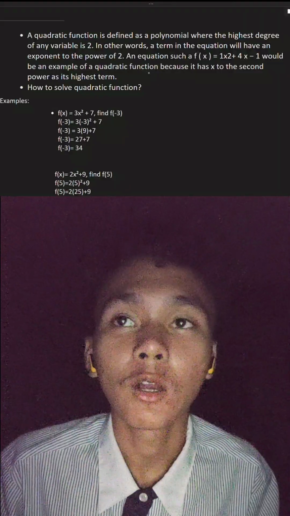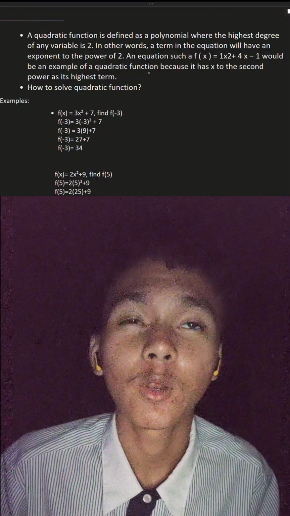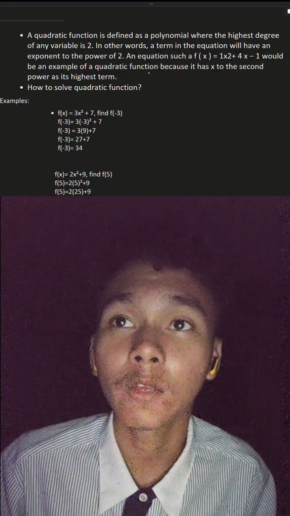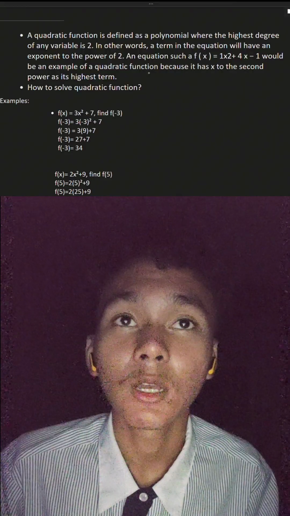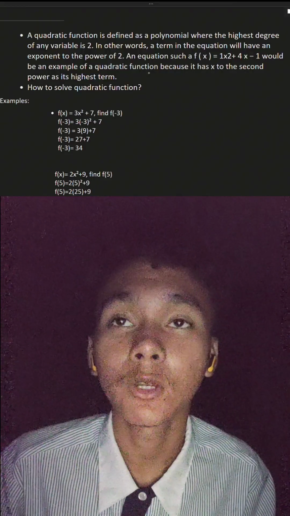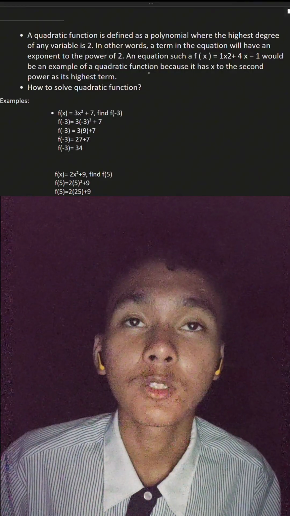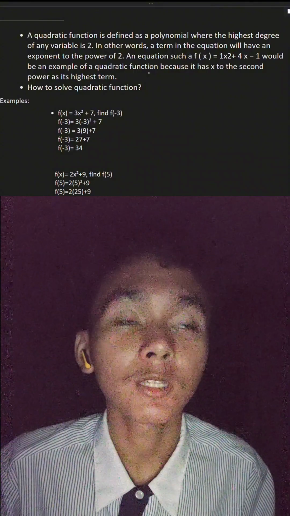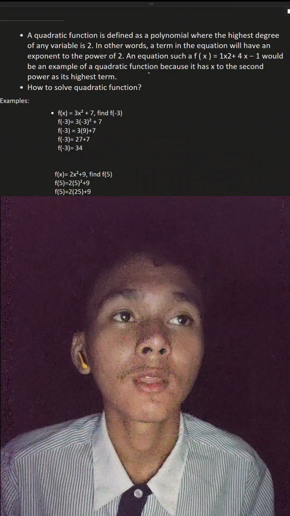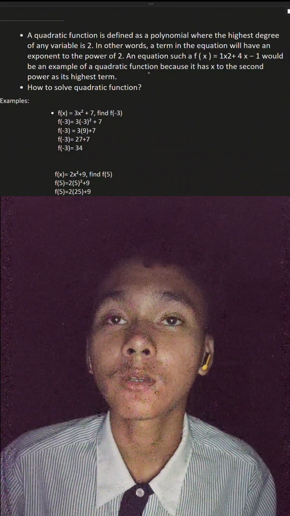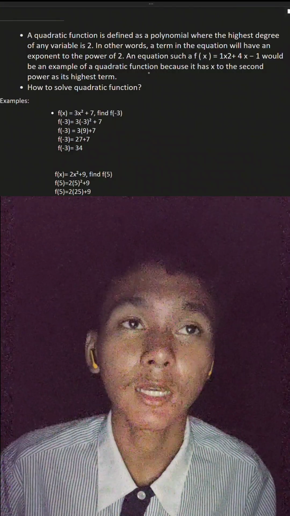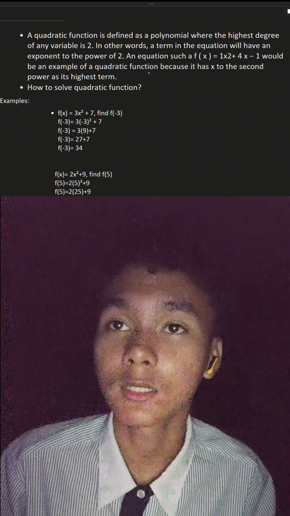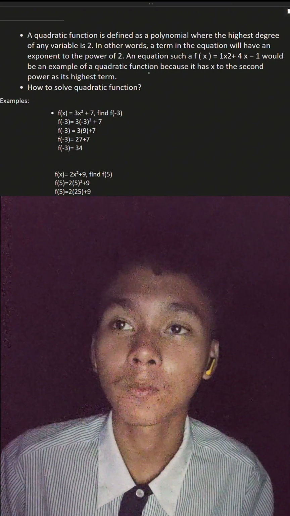So, for this video, I will be explaining to you quadratic functions. A quadratic function is defined as a polynomial where the highest degree of any variable is 2. In other words, a term in the equation will have an exponent to the power of 2. An equation such as f of x equals 1x squared plus 4x minus 1 would be an example of a quadratic function because it has x to the second power as its highest term.